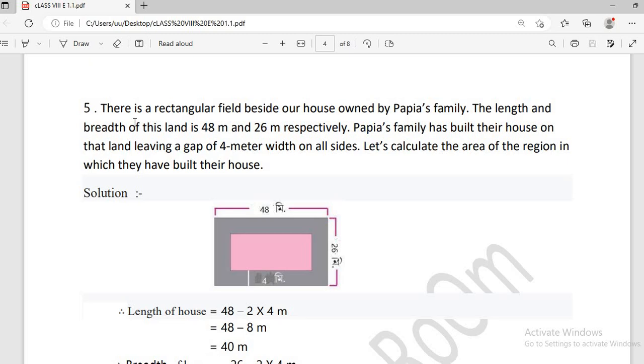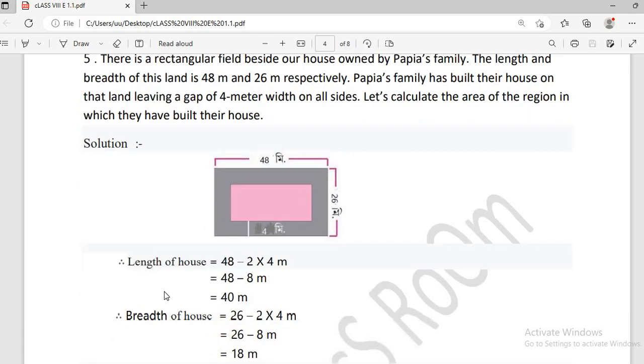The solution: length 48 meter and breadth 26 meter, and on all sides a 4 meter gap. So the length of the house is 48 minus 2 into 4 meter, মানে দুই দিকে আমাদের 4 মিটার করে বাদ যাচ্ছে, সেই জন্য 2 into 4 meters. 48 minus 8 meter is equal to 40 meter.